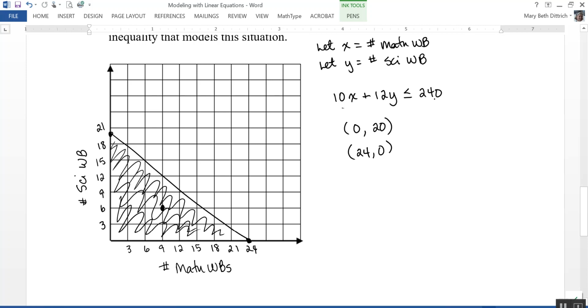So in this video, we took a look at how to model with linear equations and inequalities, how to take a word problem, identify independent and dependent variables if necessary, write an equation or an inequality, and then graph that.